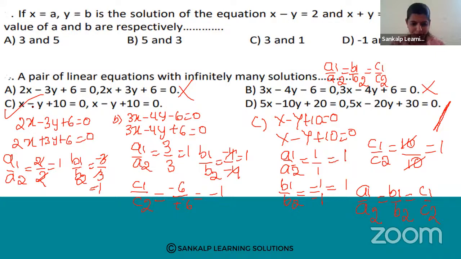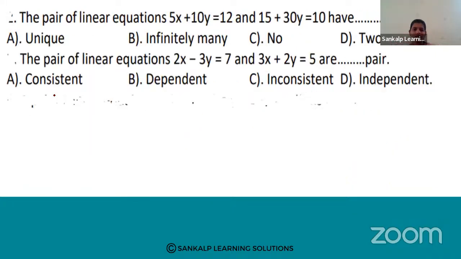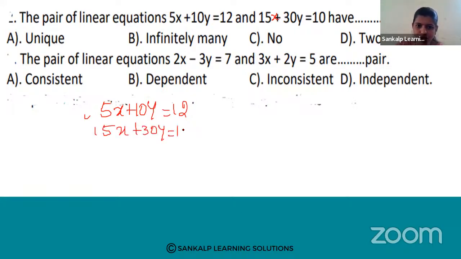Understood? Yes, got the point? Next question. The pair of linear equations 5x plus 10y is equal to 12 and 15x plus 30y is equal to 10. Have unique solution or infinitely many solutions or no solutions or two solutions. Yes, how many solutions does it have?